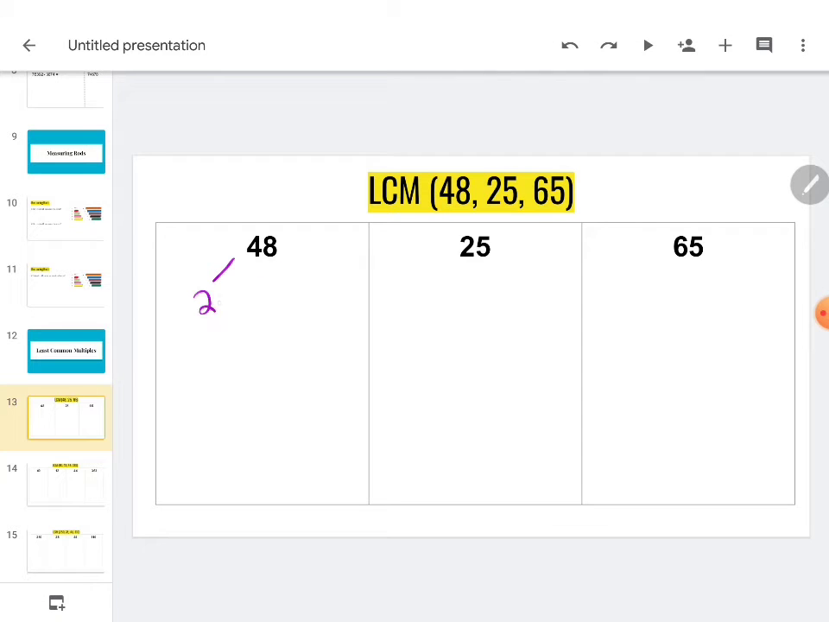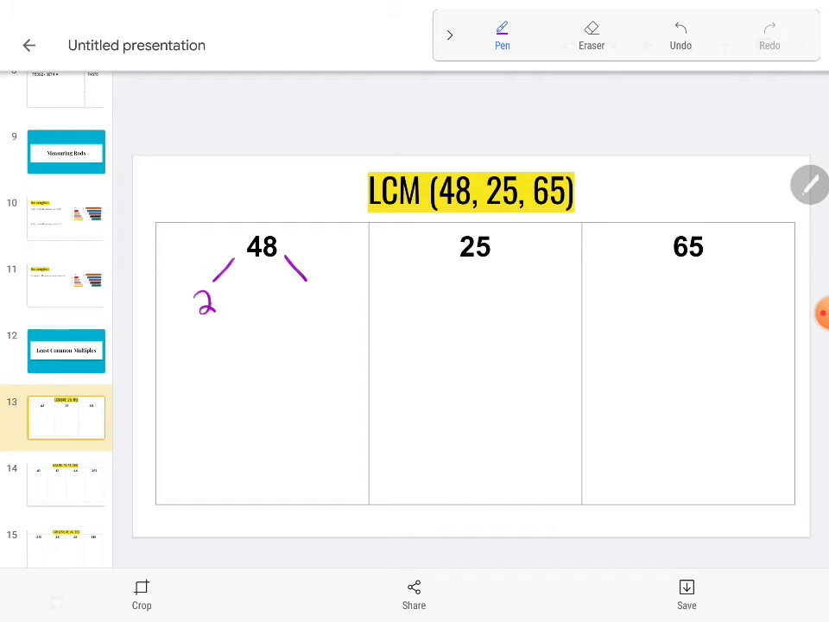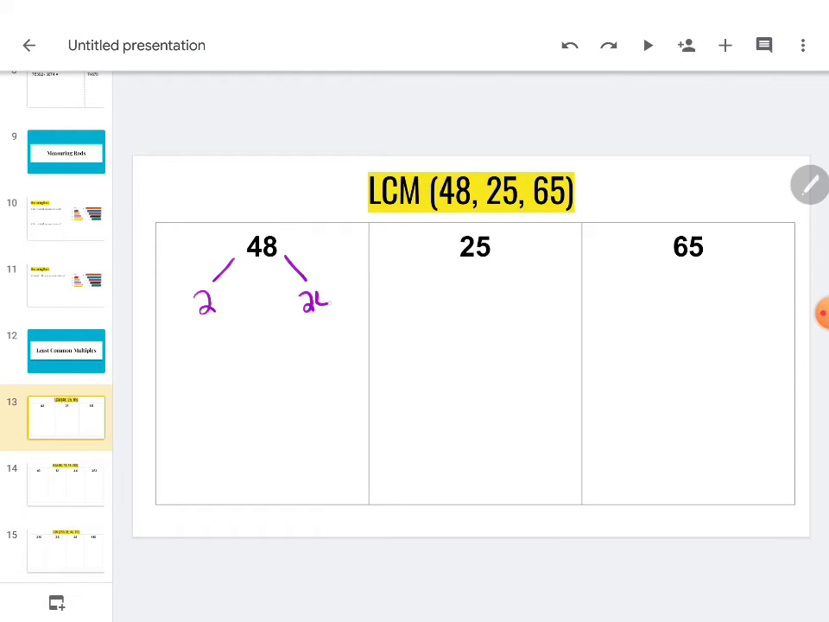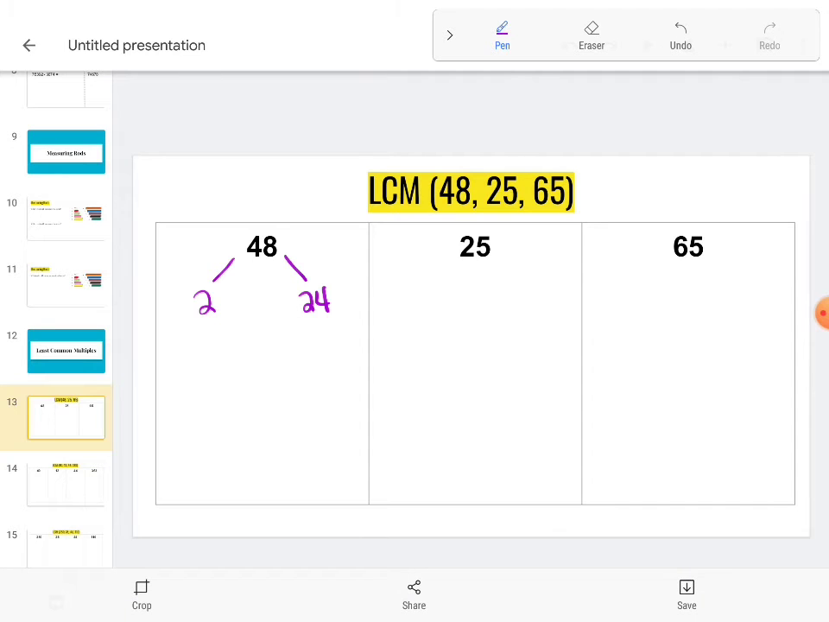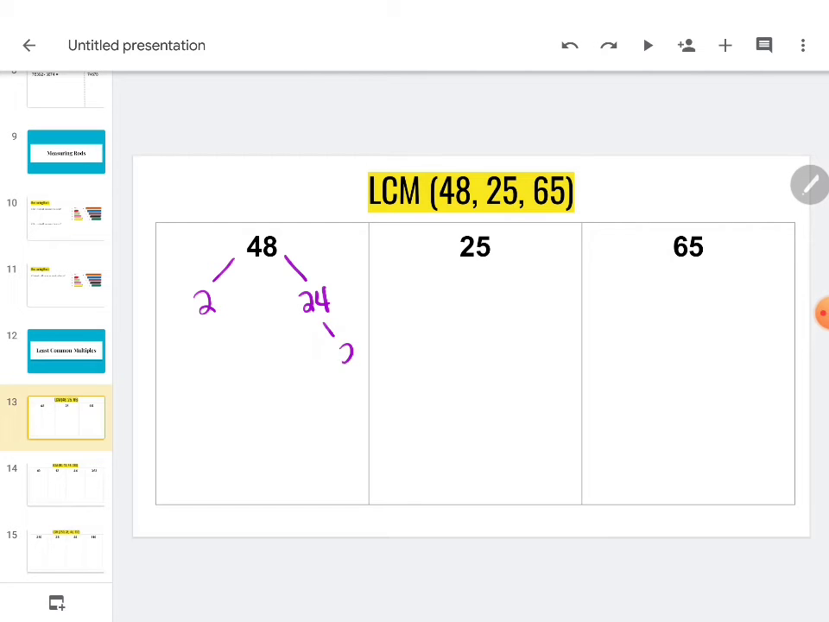So it's going to be 2. And 48 divided by 2, you're welcome to use your calculators for this. I went ahead and used mine. 48 divided by 2 is going to be 24. Well, 24 is an even number as well. So we know that this is divisible by 2. So we'll go ahead and divide it by 2. 24 divided by 2 is going to be 12.